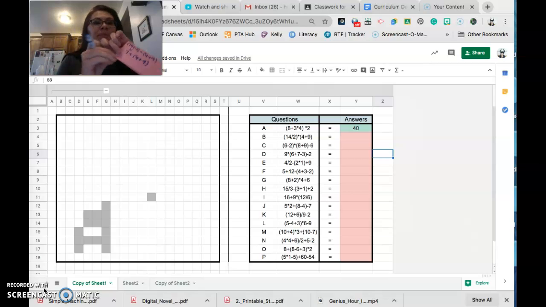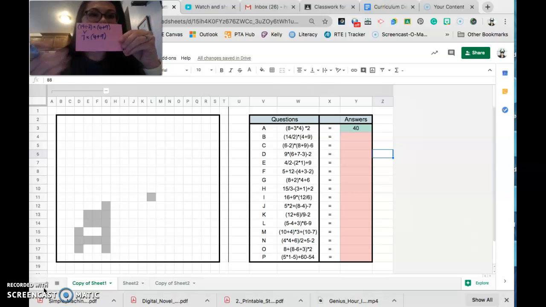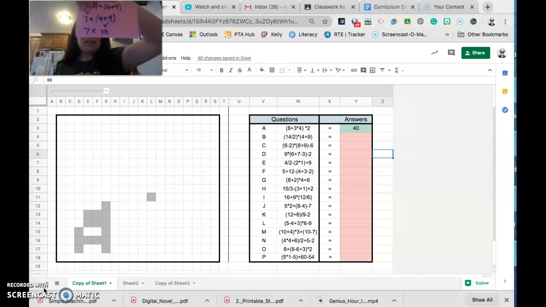So now my problem looks like this. I brought down the 7 and then I have 4 plus 9. So I go back to the top of my order of operations. Order of operations tells me that I must do parentheses first. So 4 plus 9 is 13. Bring down everything else. Now 7 times 13. So I'm going to really quickly multiply that. 3 times 7 is 21. Carry the 2, put down the 1. 7, 8, 9. So 91.